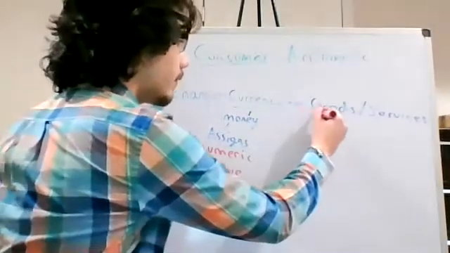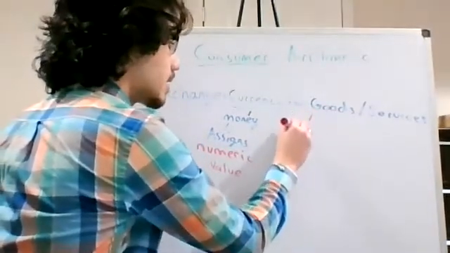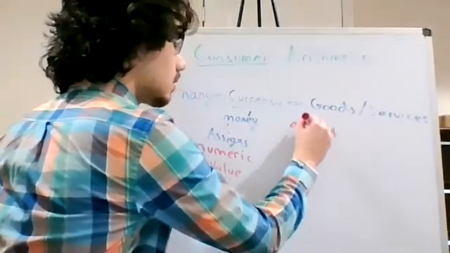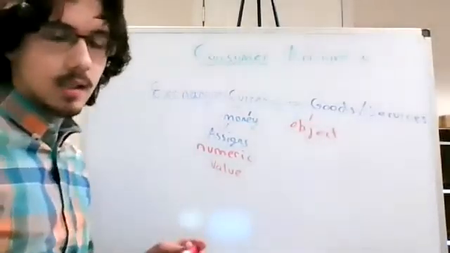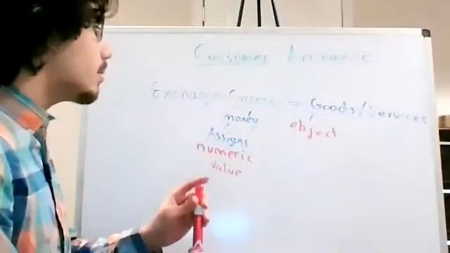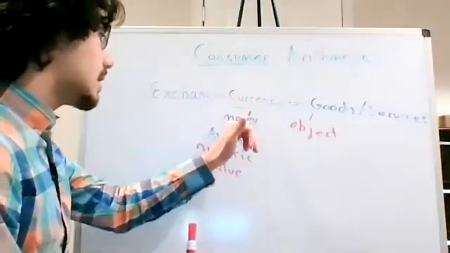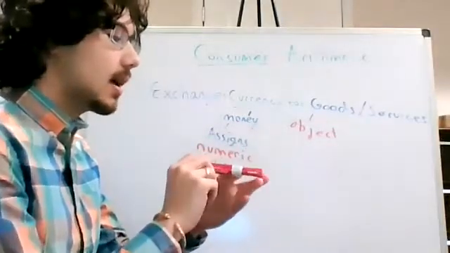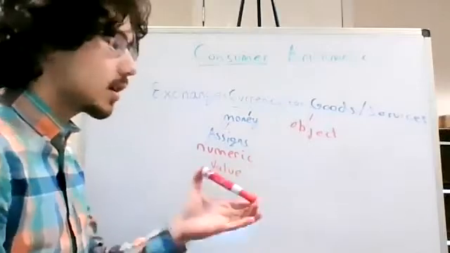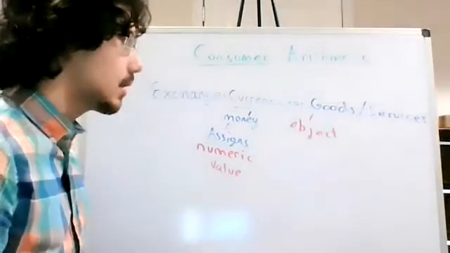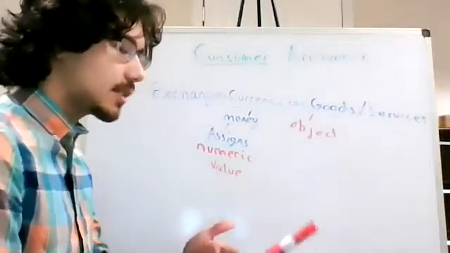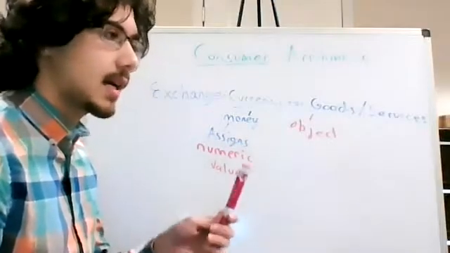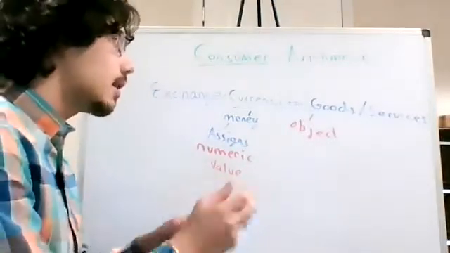Now, a good refers to an object. This object, for instance, would be this marker. What we would do is that we would see with currency, we would assign a numeric value saying this is how much this marker is worth in terms of our currency. So a good being this marker would be me going to a store and buying this marker for a certain amount of money. That is me exchanging currency for a good.